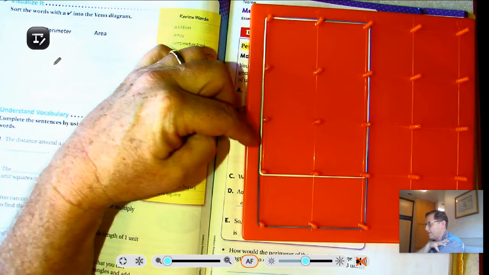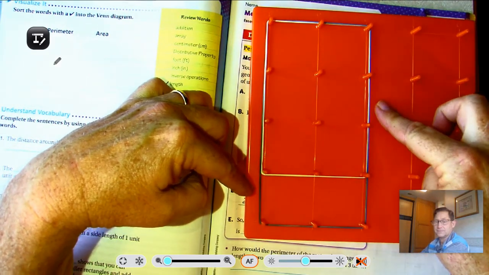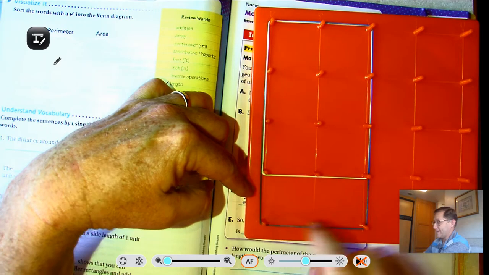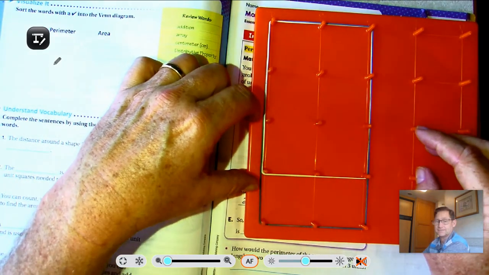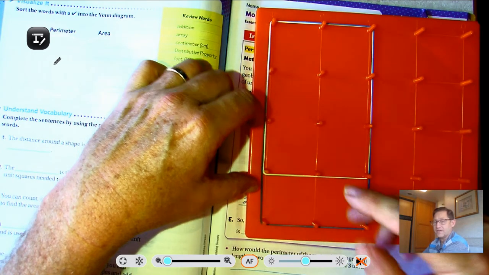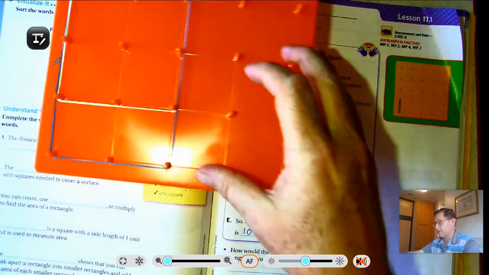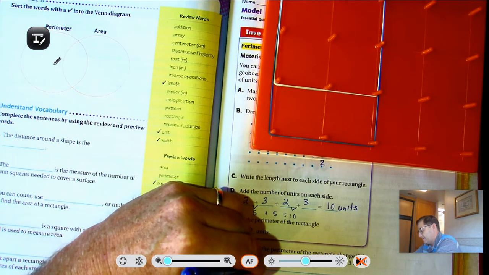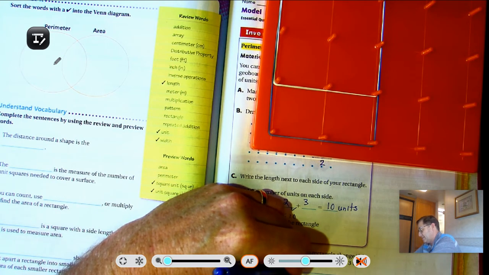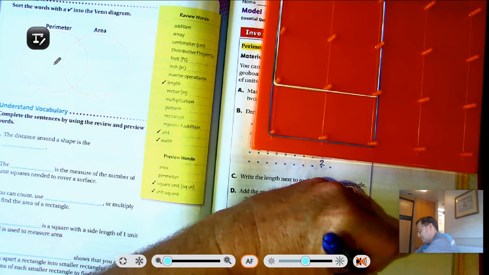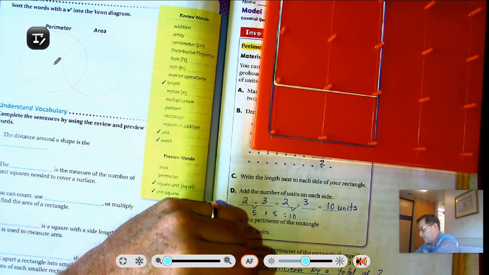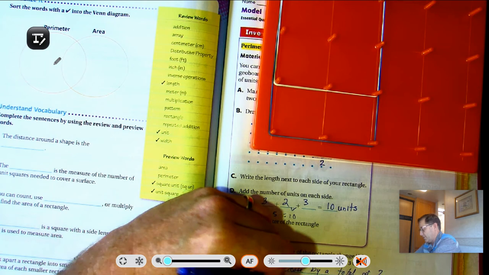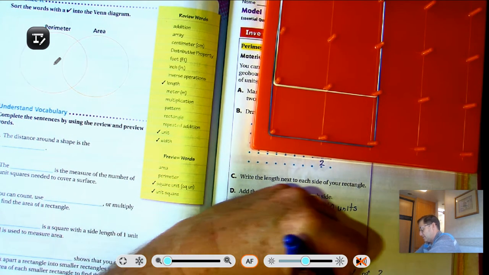Well, now we have 1, 2, 3, 4 on this side, 4 on this side. That's 8, right? 9, 10, 11, 12. So by increasing each of those two sides by 1, I increased the perimeter by a total of 2. So how would the perimeter of the rectangle change? It would increase by a total of 2 units. One unit is added to 2 of the sides.